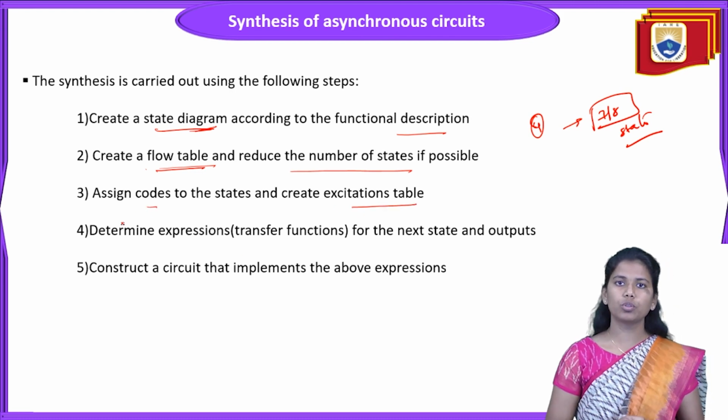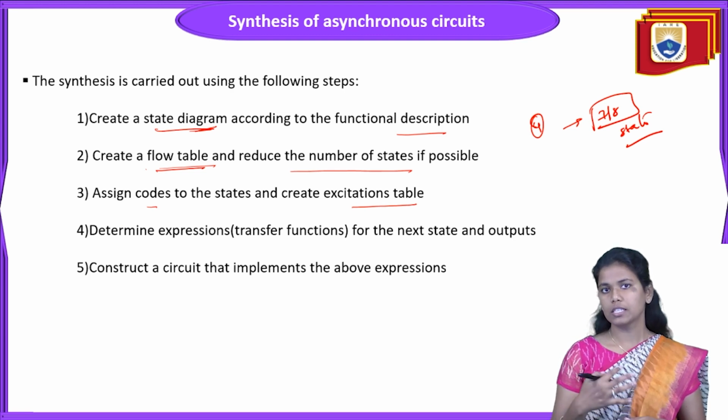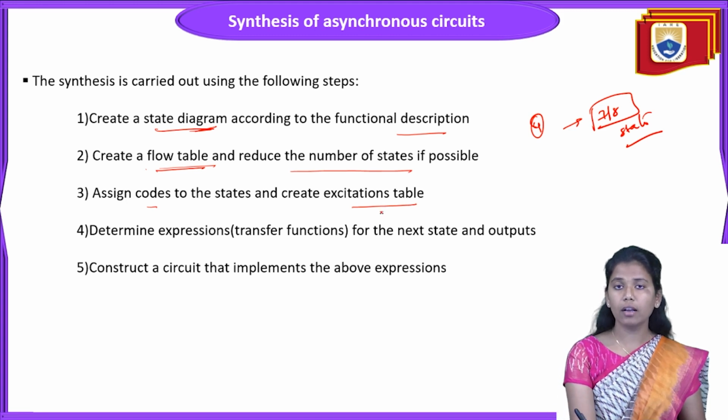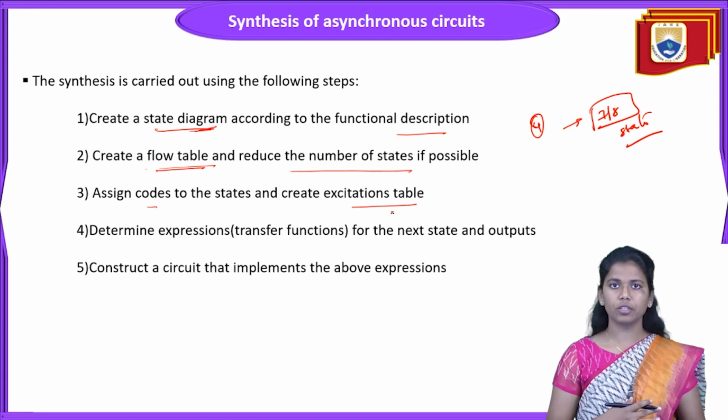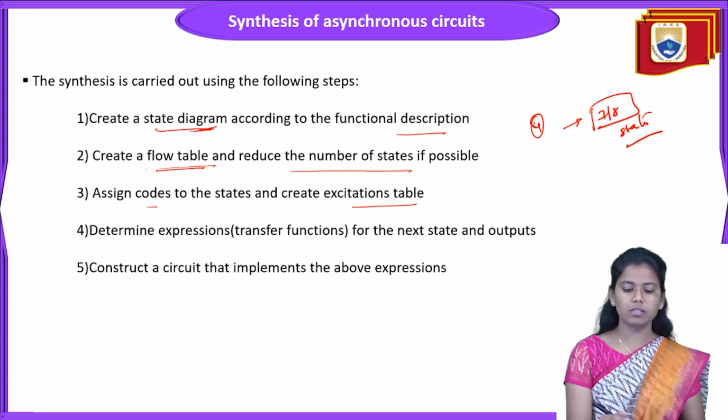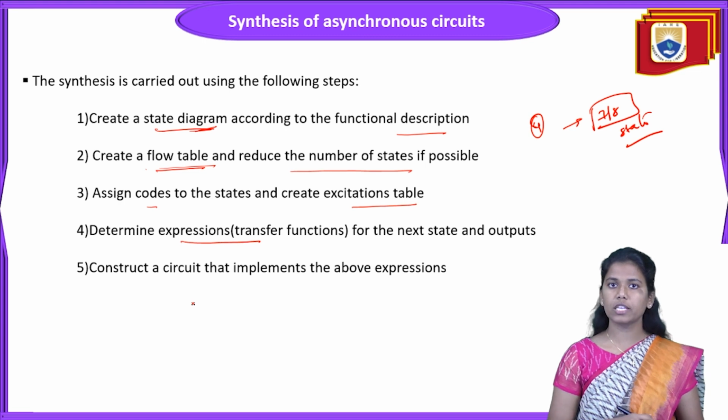So assign codes to the states. The third step is that we have to assign codes to the states. Assign the input and output codes to the states, and create the excitation tables. After creating the excitation tables, the fourth step is to determine the expressions or the transfer functions.